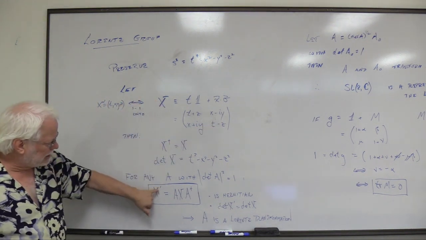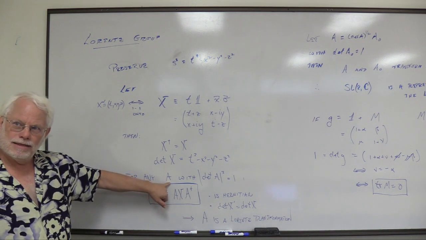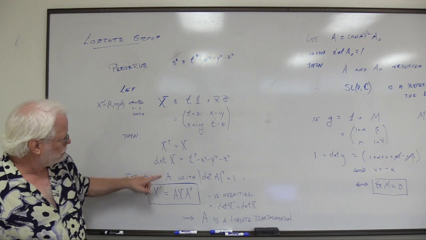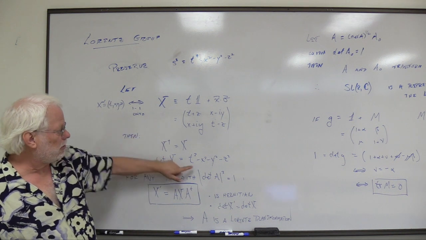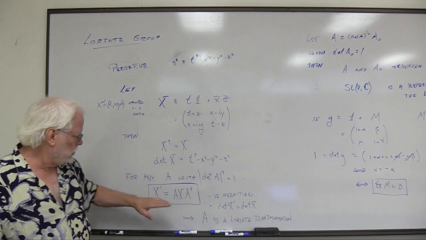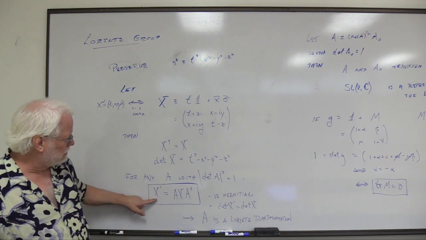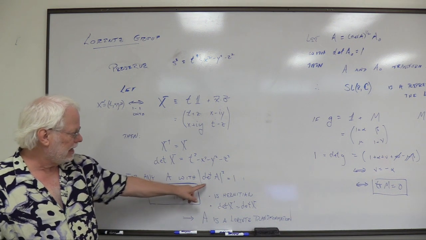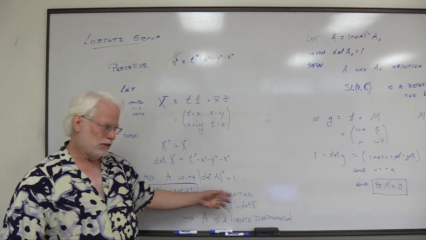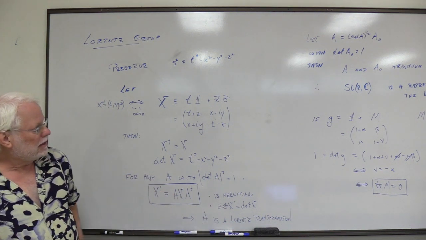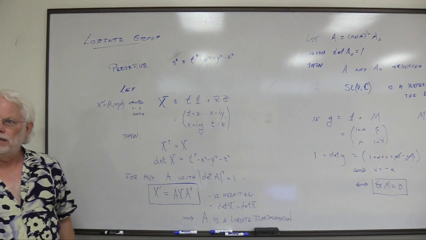The transformation is A. That's what has to have determinant 1. So we have to preserve the determinant of X. The determinant of X is our vector length. So in order for that to be preserved, the determinant of A times the determinant of A dagger has to be 1. Which means it's a phase, and that phase doesn't do anything here, so we just set the determinant to 1.